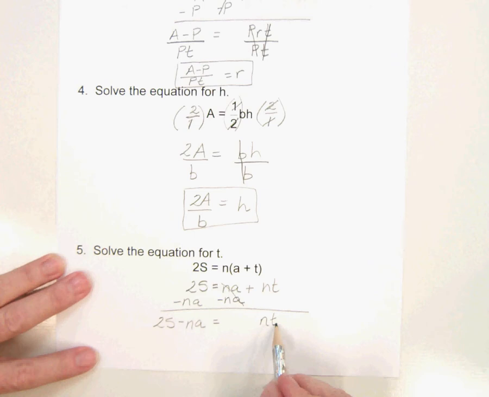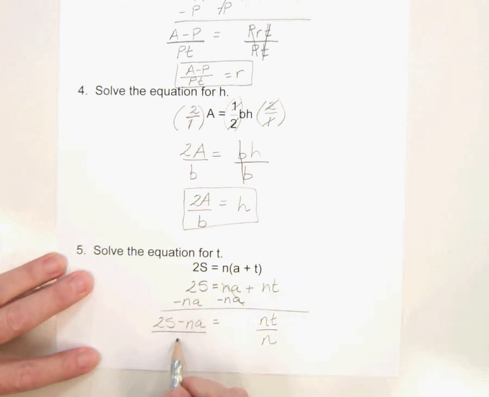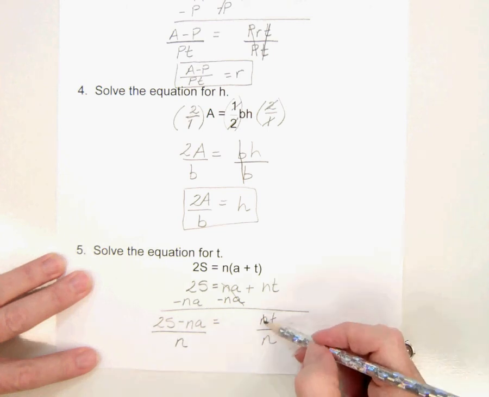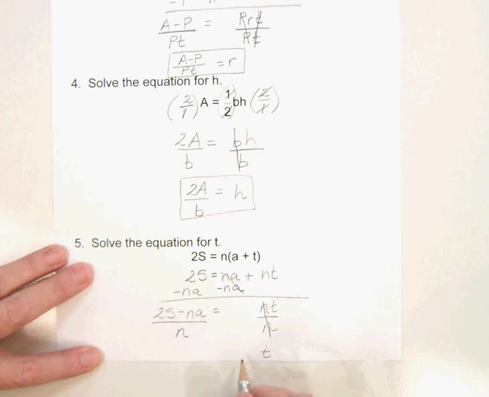The opposite of multiplication is division. So you divide, always balance your equation. Make sure whatever you do to one side of the equal sign, you do to the other side. So by dividing out the N's, we've answered the variable T. So T would equal 2 times S minus NA divided by N.